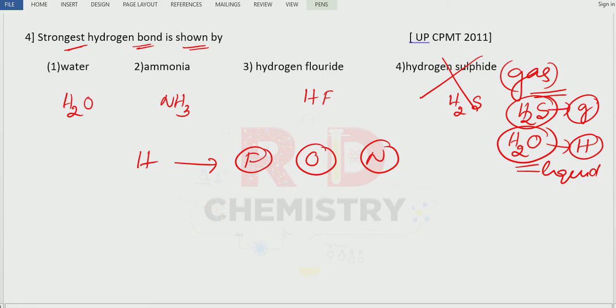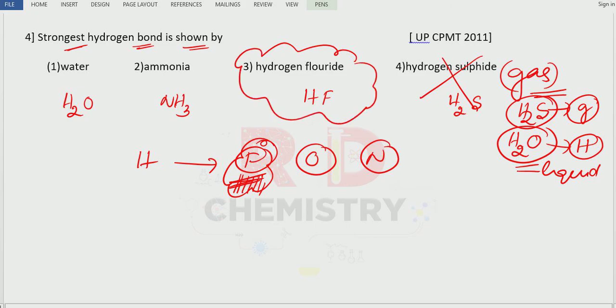Now, the strongest bond is possible when there is the most electronegative element. Which one is that? Fluorine should be there. So the answer is option number 3. Clear?